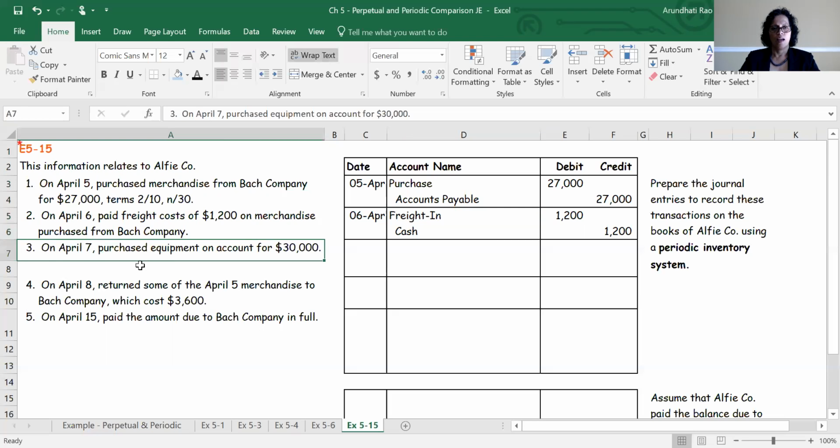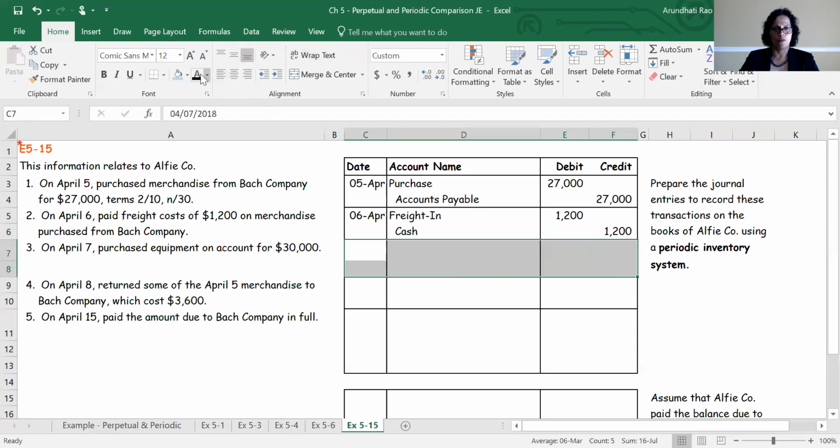In the third transaction, on the 7th of April, I purchased equipment on account for $30,000. This has nothing to do with purchase of inventory. So this journal entry is fairly straightforward. We have equipment debit, accounts payable credit for $30,000. Instead of accounts payable, we can also put notes payable over here.